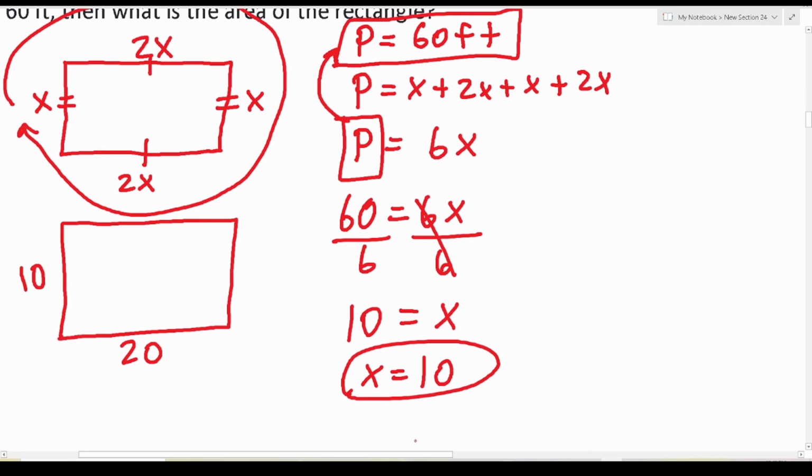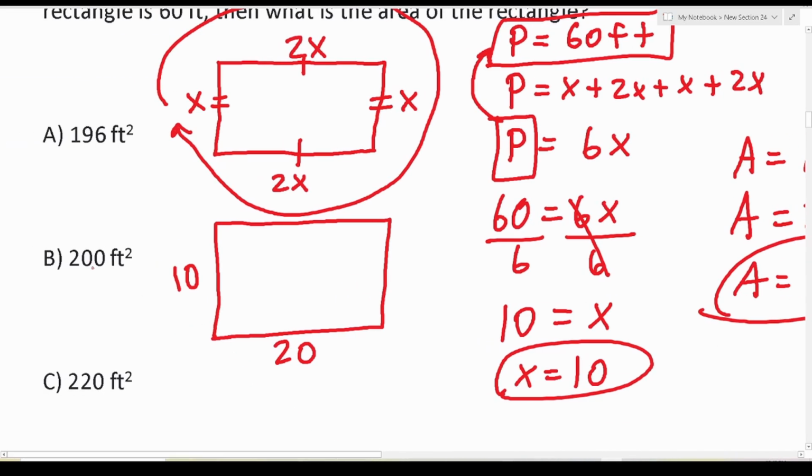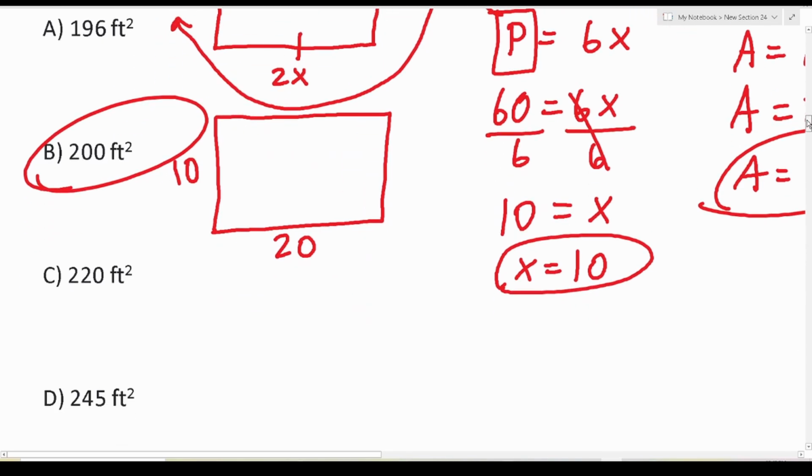So to find the area of a rectangle, you always multiply the length times the width, which we now have values for. Again, length is 20, so this is 20, width is 10, times 10. 20 times 10 is 200. And these were in feet, so this is feet squared. So the answer to this one is 200 feet squared, which we can see is B. All right, so that's that one.